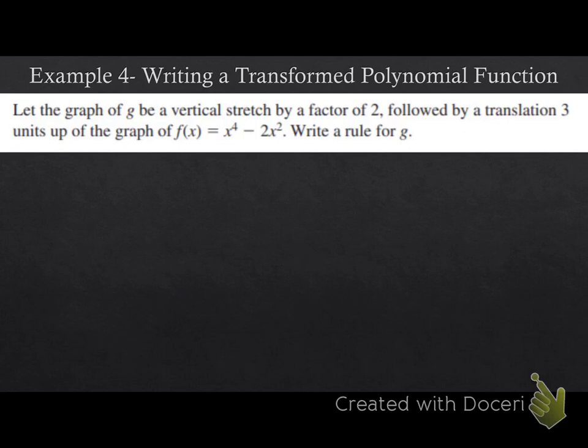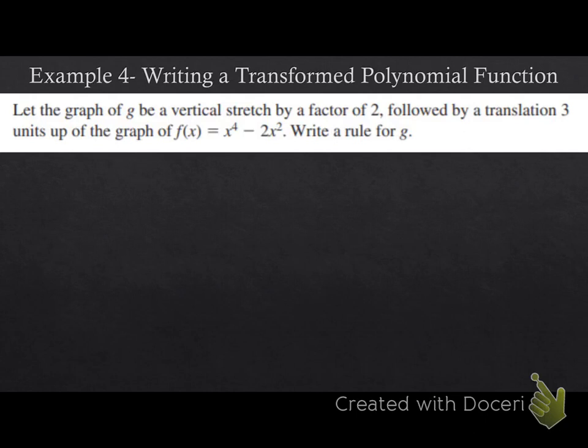Example 4. Let the graph of g be a vertical stretch by a factor of 2, followed by a translation 3 units up of the graph of f of x equals x to the 4th plus negative 2x squared. Write a rule for g. So this is essentially the same thing as we were just doing. It's just written out a little bit differently.